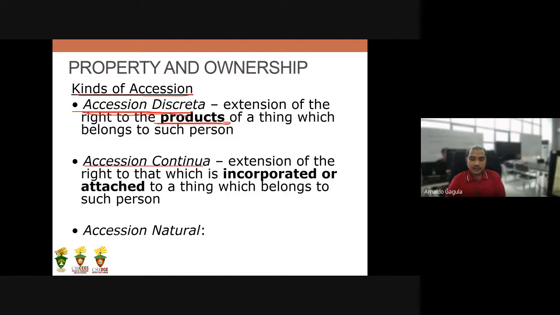And accession continua, extension of the right to that which is incorporated or attached to a thing belonging to such person. Tanan na attach or incorporated sa isa ka property, then imuha na to siya.